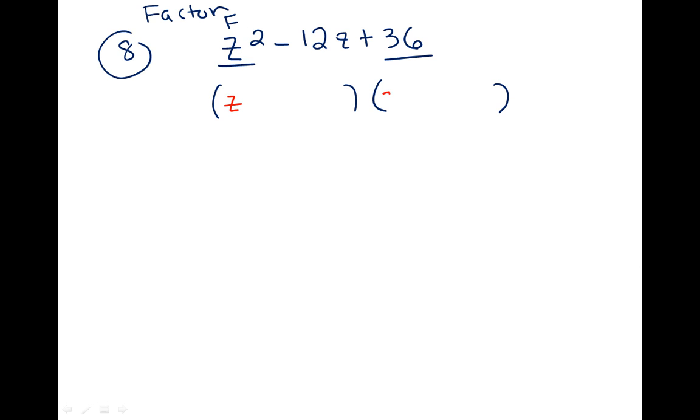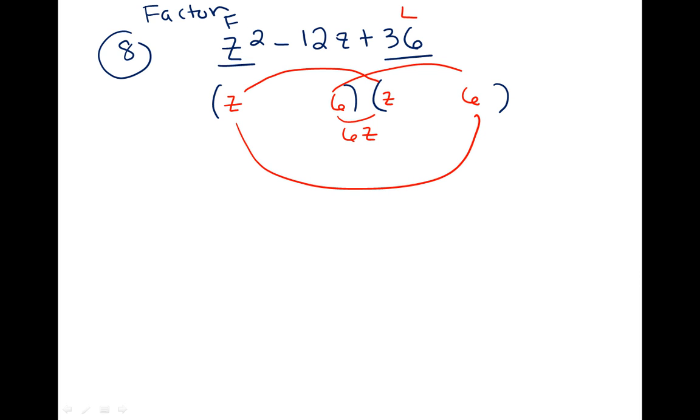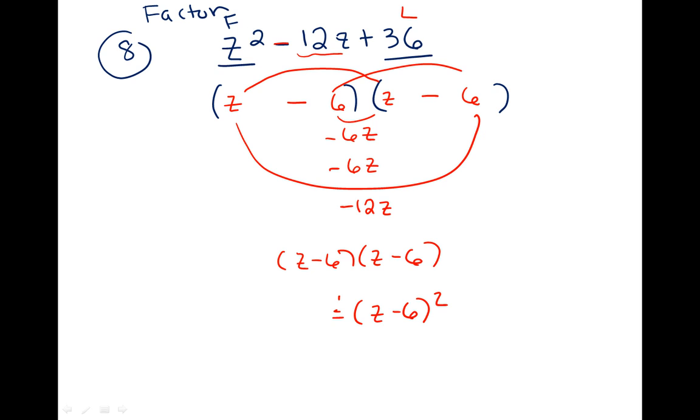z times z is z squared, my first. My last, 6 times 6 is 36. My inner, 6 times z is 6z. My outer, z times 6 is also 6z. This time, though, it needs to add up to a negative 12z. In order to get that, they both need to be negative instead of both positive. So your answer is z minus 6 times z minus 6, which we will rewrite as z minus 6 raised to the second, or z minus 6 squared.